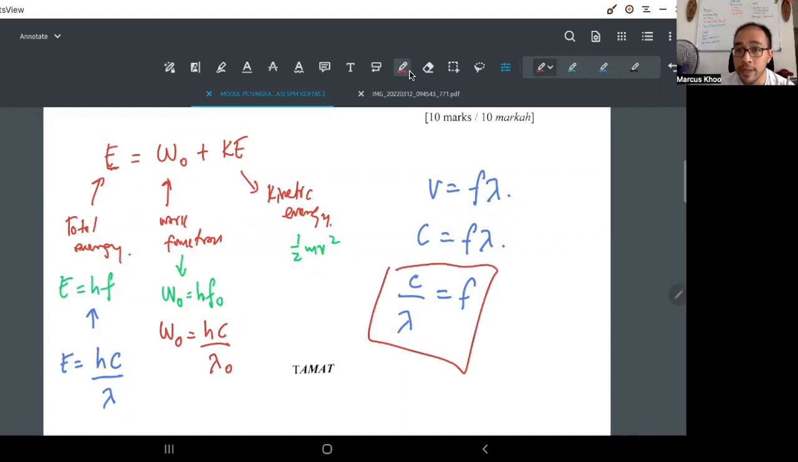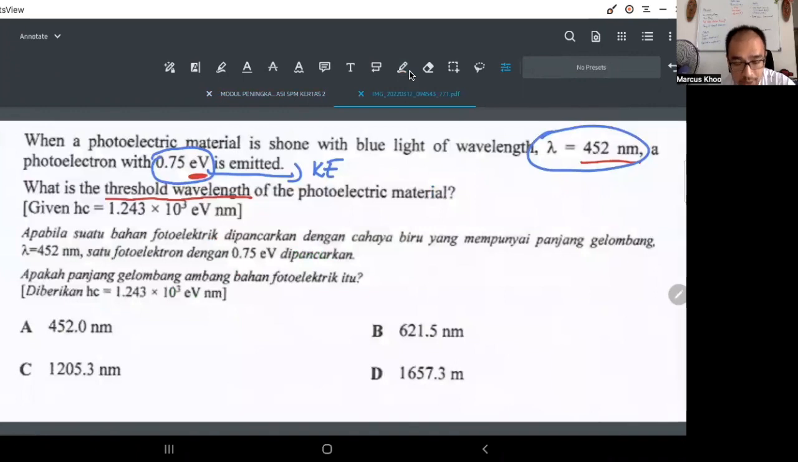Now, if you look at both these formulas, we can either use hf and hf naught, or hc over lambda and hc over lambda naught. Now, if we look at the information given, we are given hc. This is a very interesting question because usually they will give us h. But here they give us hc, and look at the unit of hc: eV nanometers. It's not even joule meter. So where have we seen the nanometer? The nanometer is seen in the wavelength.